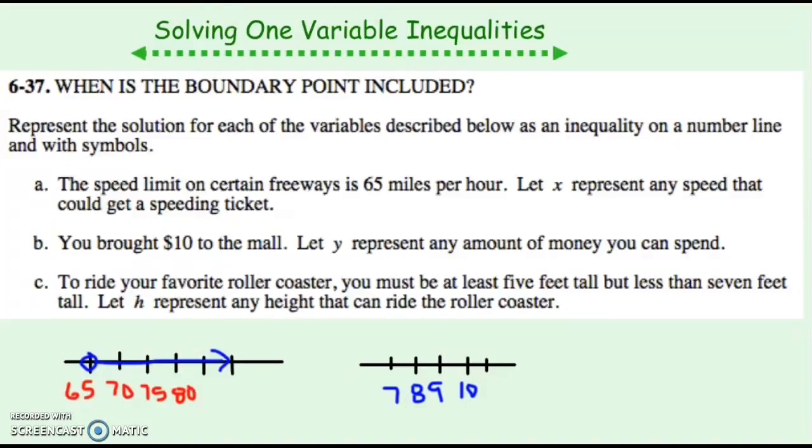So I need to decide if the boundary point is included, and at $10 I can spend that $10. So I would include the $10, and then I could spend anything less than that.